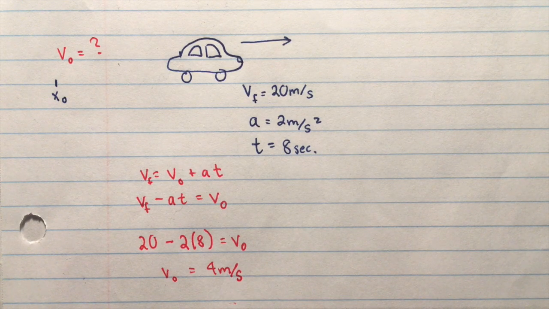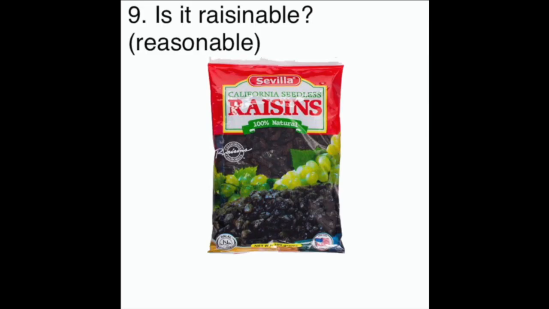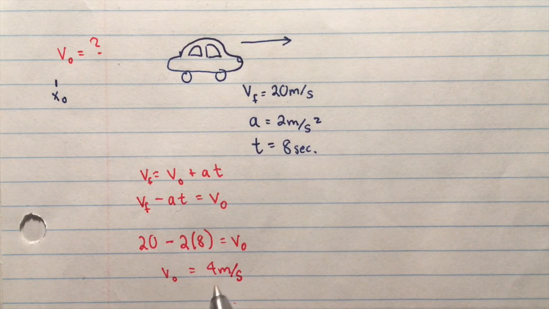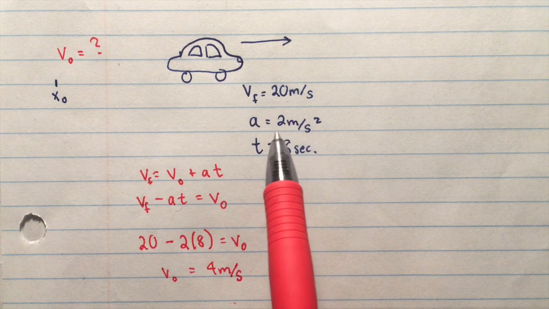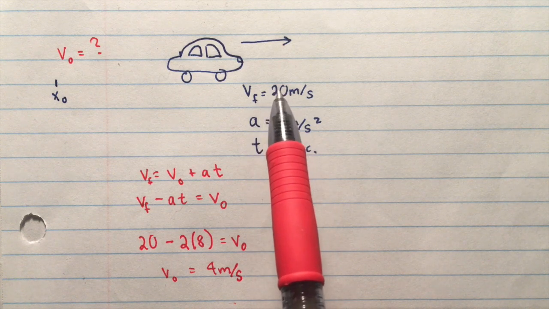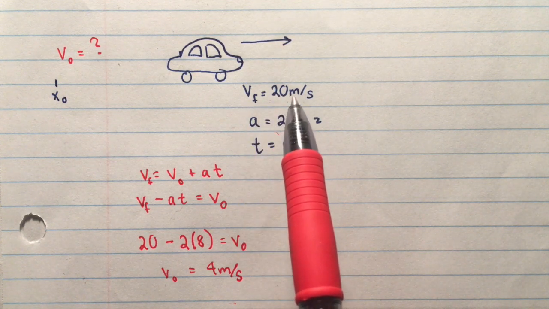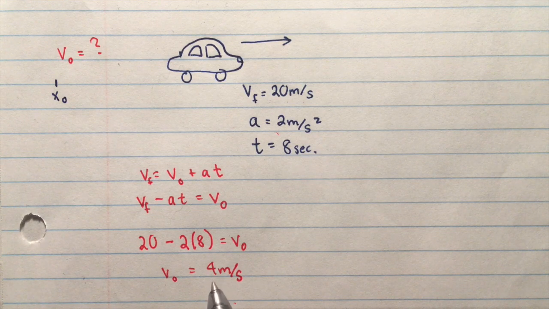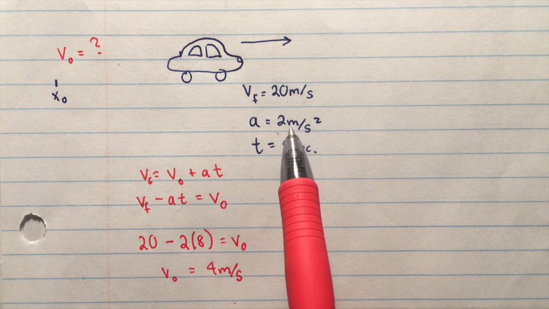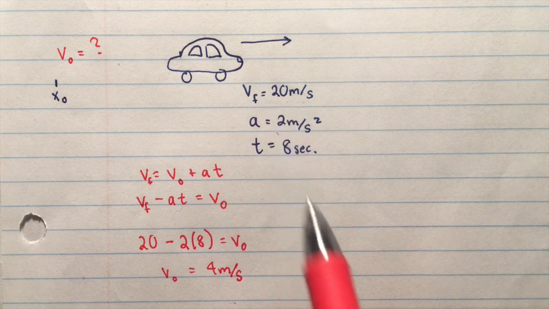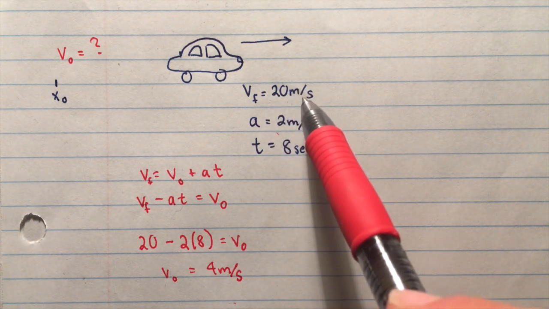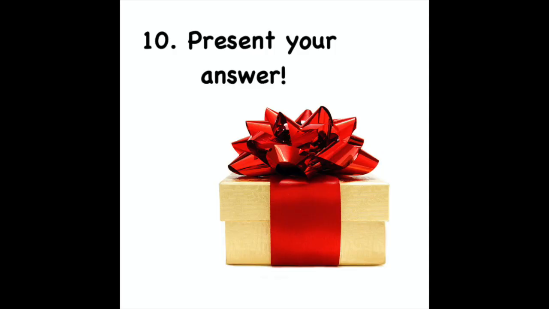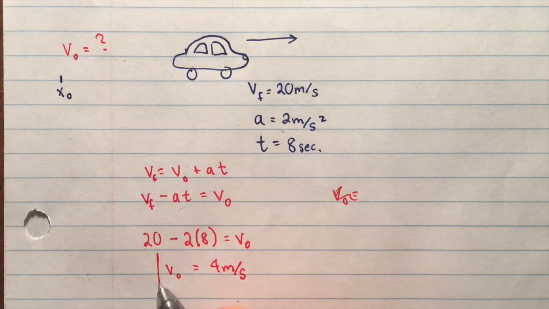Okay, before we present our answer, we have to ask, is this reasonable? So does this make sense? So we're saying the car started with a speed of 4 meters per second, accelerated with a positive acceleration for 8 seconds, and got up to a greater speed of 20 meters per second. That makes sense. If it started with a positive speed and had a positive acceleration, then it's going to get faster. So it makes sense that the initial speed is smaller than the final speed because the car was speeding up. Finally, I'm going to present my answer just by boxing it.